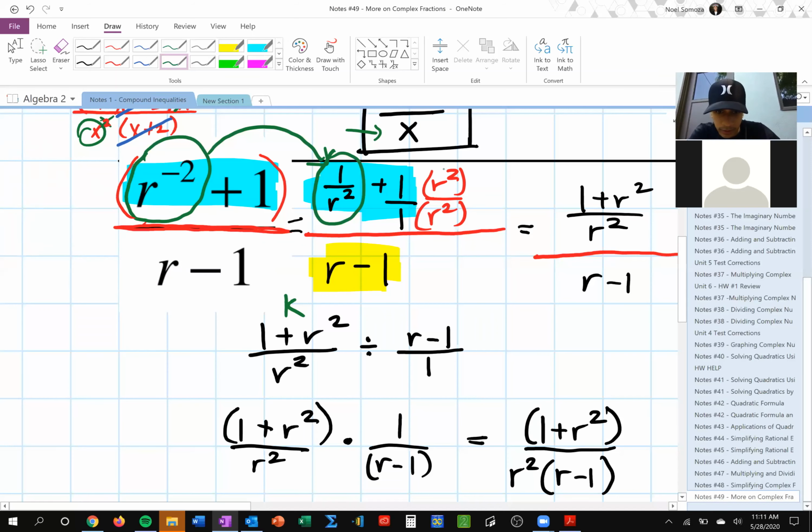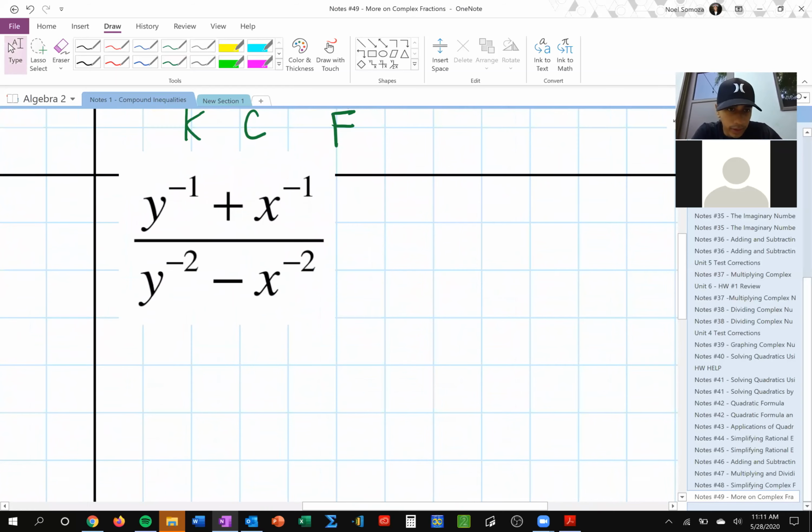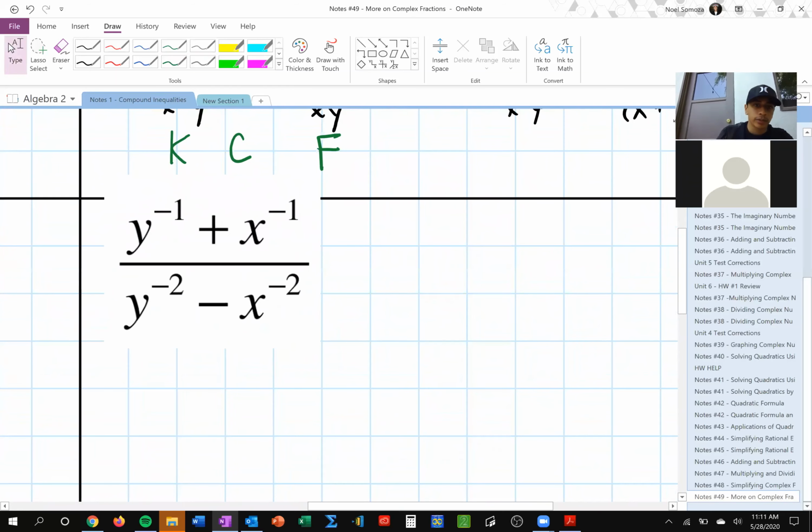Okay, let's move on to the next one. Okay, so here's an example, another one where we have a series of negative exponents. Again, I want to try to keep them in their natural positions by highlighting this big fraction bar.